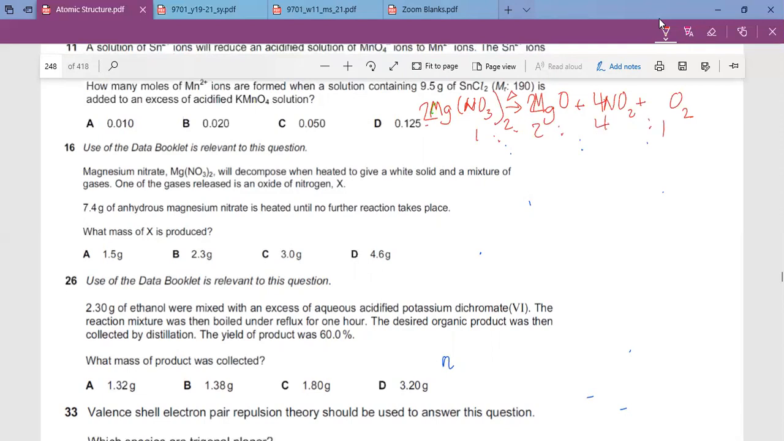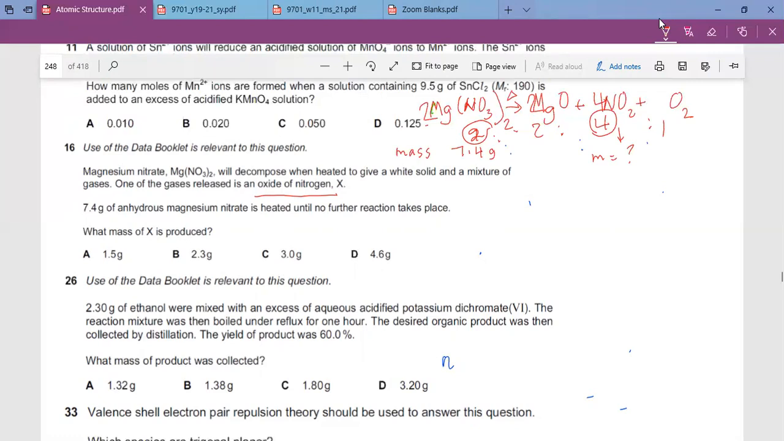So the stoichiometry is 1 mole to 2 moles to 4 moles to 1 mole. Here, the mass of this one is 7.4 grams, heated until no reaction. Now they ask you the mass of this one here, because X is an oxide of nitrogen, not the solid. So put a question mark here for the mass. Sorry, it's 2 moles of the nitrate that give you 4 moles of NO2. Sorry, it's going too fast. I want to beat the time today.